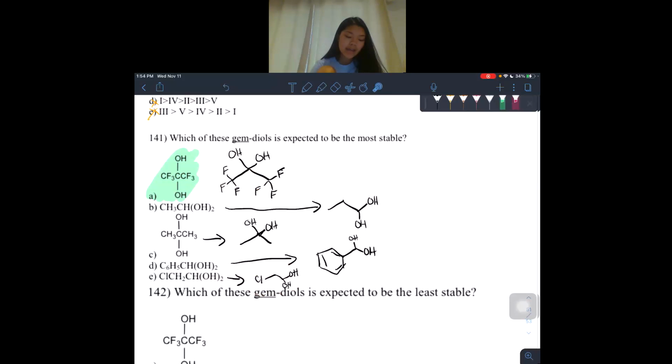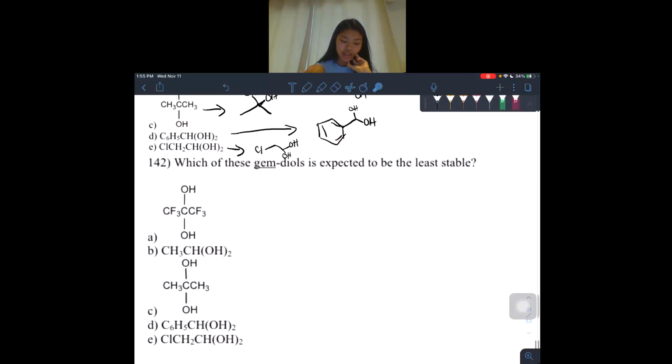But basically, since this guy has so many electronegative fluorines, it's going to be able to basically hold the charge and be okay. Mainly okay. The most stable out of all of them. The other ones, they'll kind of freak out a little bit and probably do something crazy.